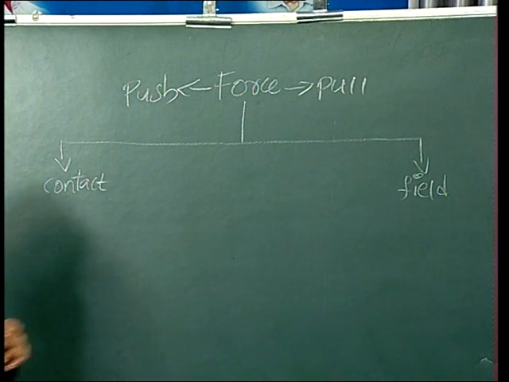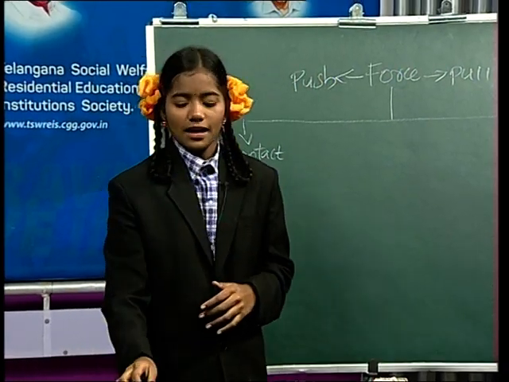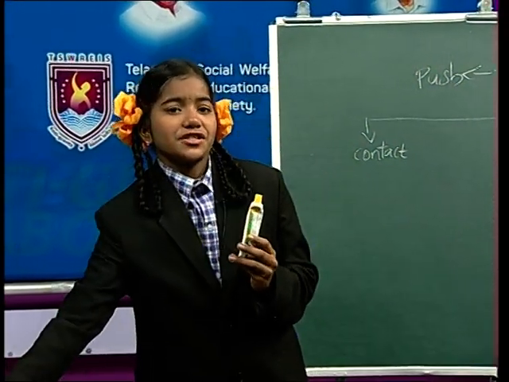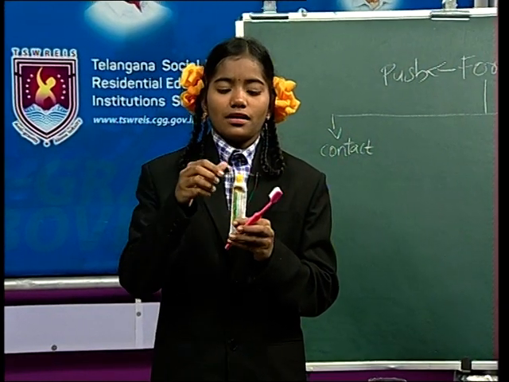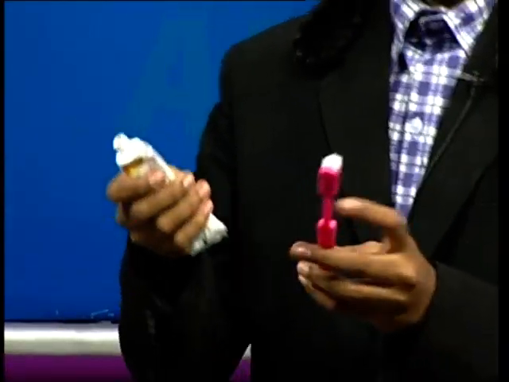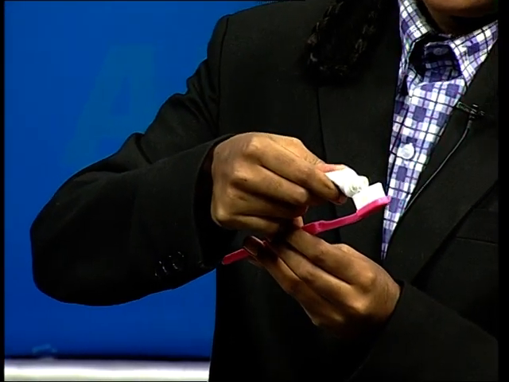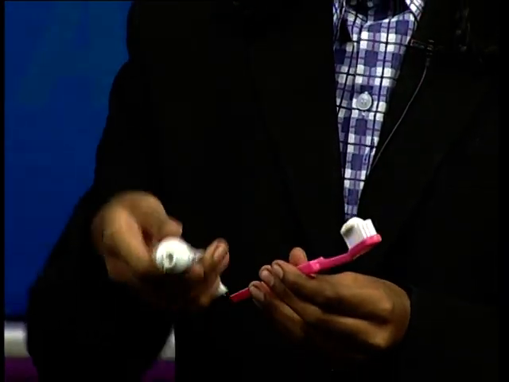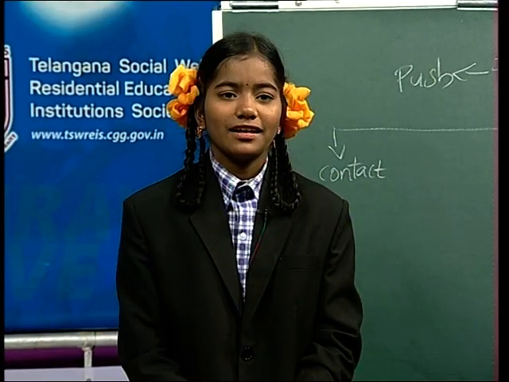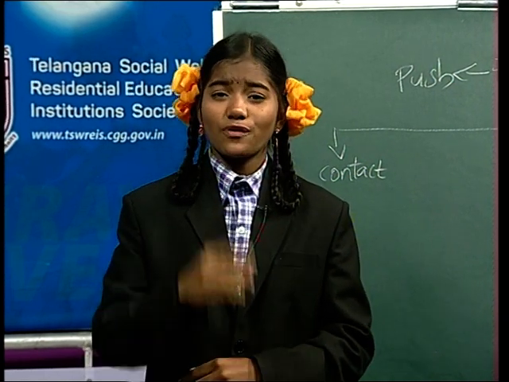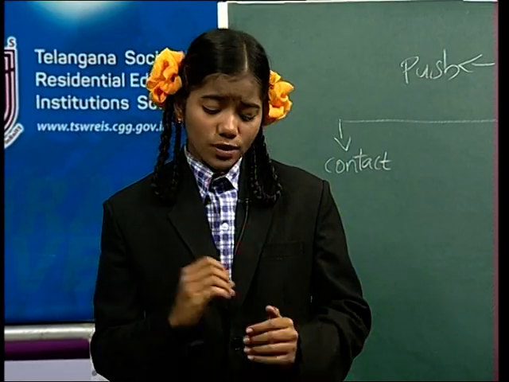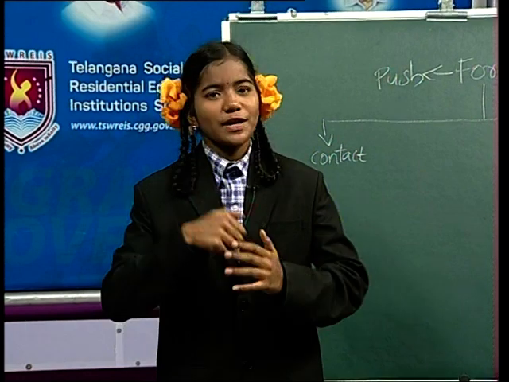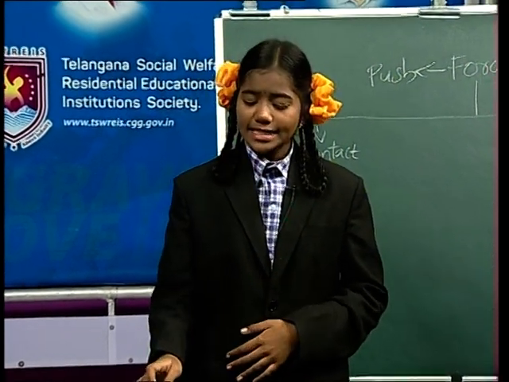Let us first learn about contact force. Take a toothpaste and a brush. Now, press the tube of the toothpaste. Friends, why does the toothpaste come out when we press the tube? Fantastic answering, Sweros. You are correct. A contact force acts between our hand and tube. So, the toothpaste comes out when we press the tube. And let us see.